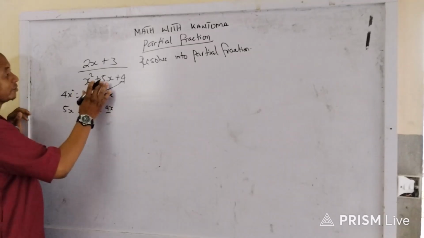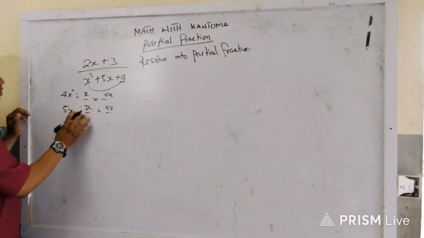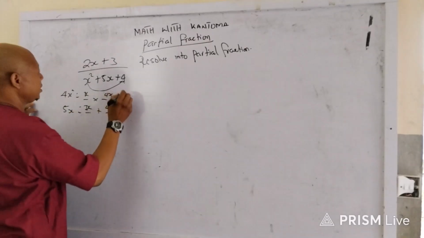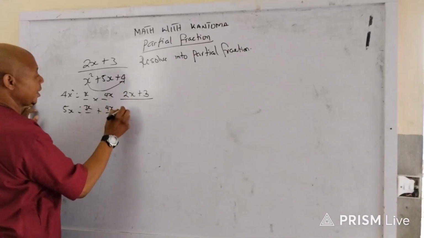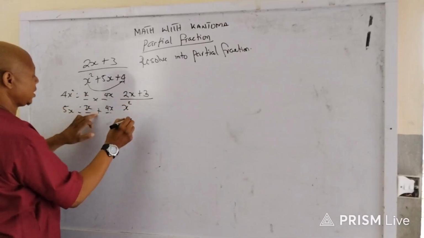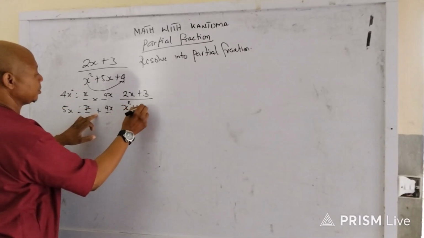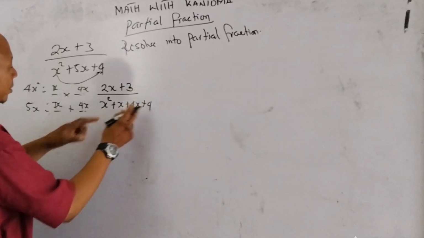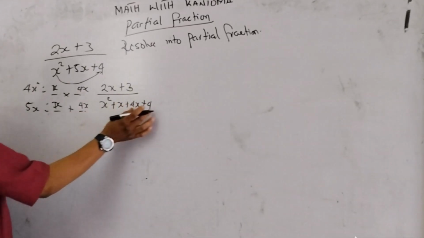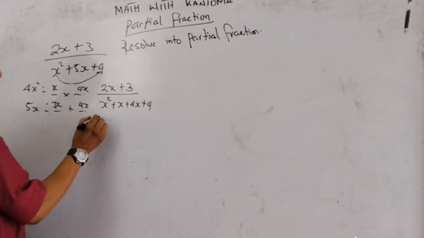So now, instead of writing 5x, I can substitute these two terms. This gives us 2x plus 3 divided by x squared plus x plus 4x plus 4. Then I can factorize these two terms, and factorize these other two. What is common between the first two is x.